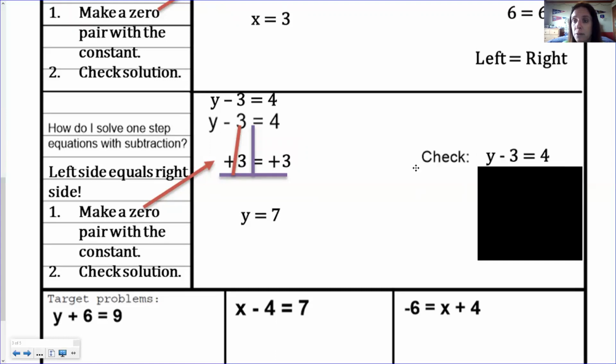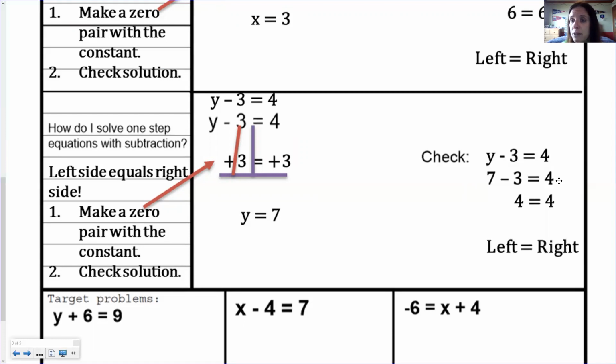So I'm going to go to my check, rewrite the equation. Y minus 3 equals 4. What did we say y is? We said y is 7. So now we're going to rewrite it instead of with y. 7 minus 3 is 4. What's 7 minus 3? Do the math. 4. 4 equals 4. Left side equals right side.